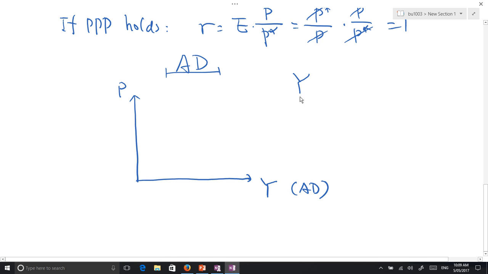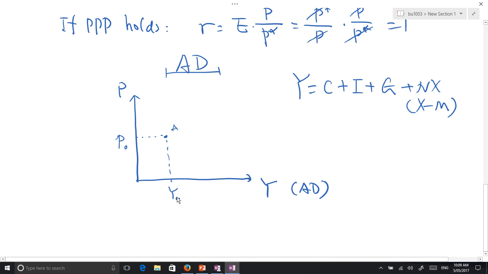Note that we know aggregate demand is composed of 4 components: C, consumption; investment; government spending, which is the policy variable; plus net exports, which is export minus import. Let me arbitrarily pick one point here, which means the economy is at point A here. Price level is P0, aggregate demand, output level is Y0.